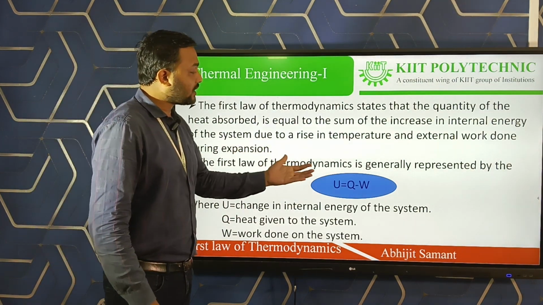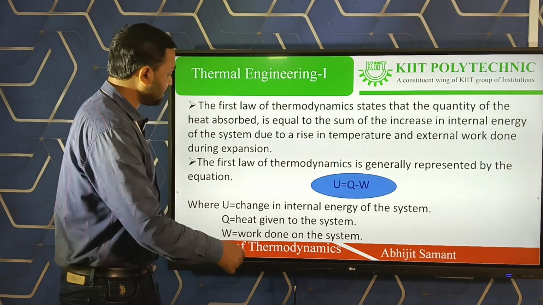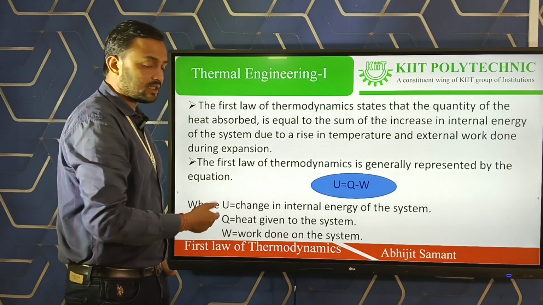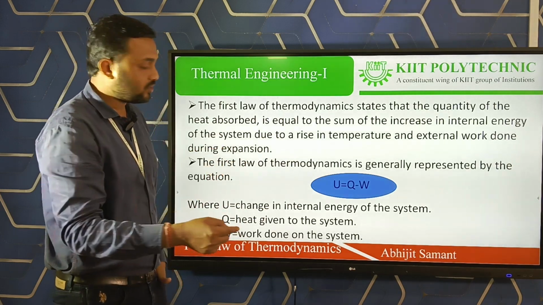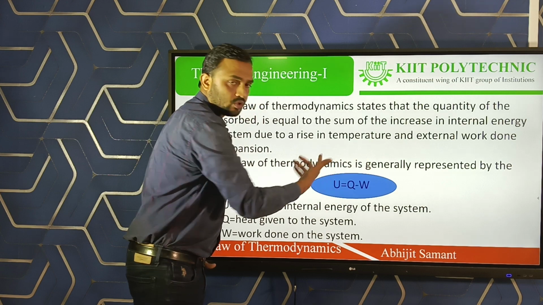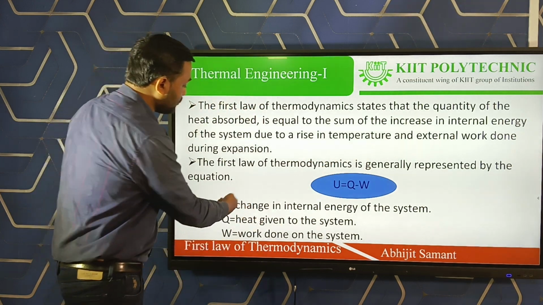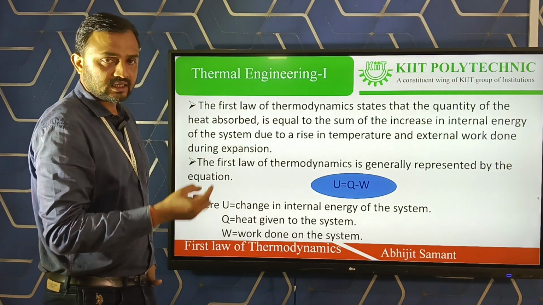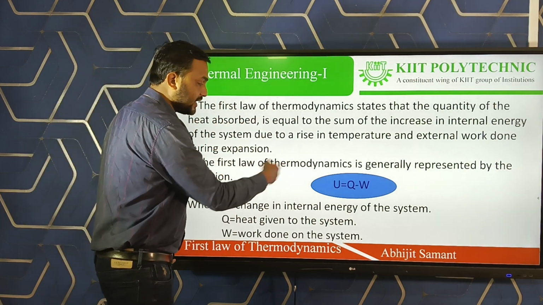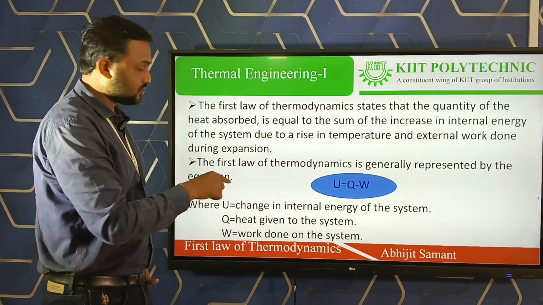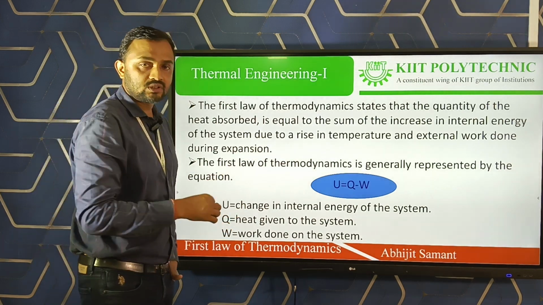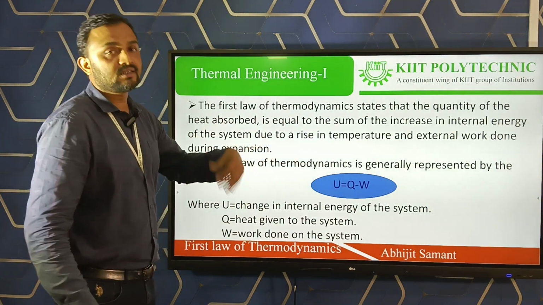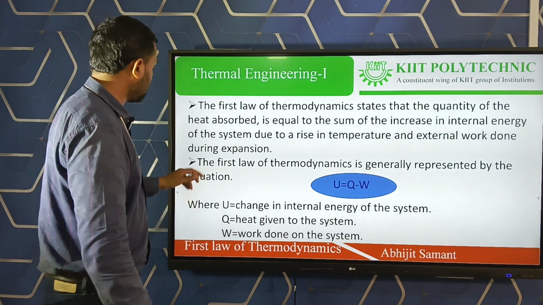The first law of thermodynamics is generally represented as delta U is equal to Q minus W. That is, as I have told here, Q is equal to delta U plus W. Here it is written as delta U is equal to Q minus W, where delta U is the change in the system's internal energy, Q is the heat given to the system, and W is the work done by the system, that is, how much work the system will do by supplying some amount of heat to it.